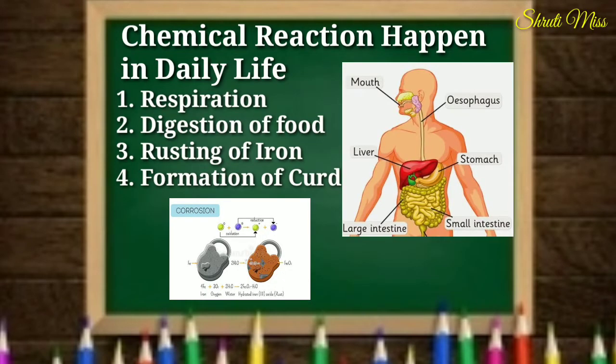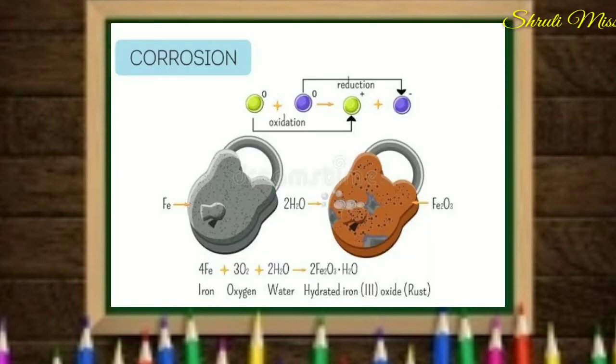Now some chemical reactions happen in our daily life. So there are some examples. First, respiration, then digestion of food, rusting of iron and formation of curd. There are some respiratory organs like mouth and windpipe, and digestive organs like stomach, large intestine and small intestine, in which these reactions occur. For rusting of iron, we can see here in this diagram there is an iron lock.